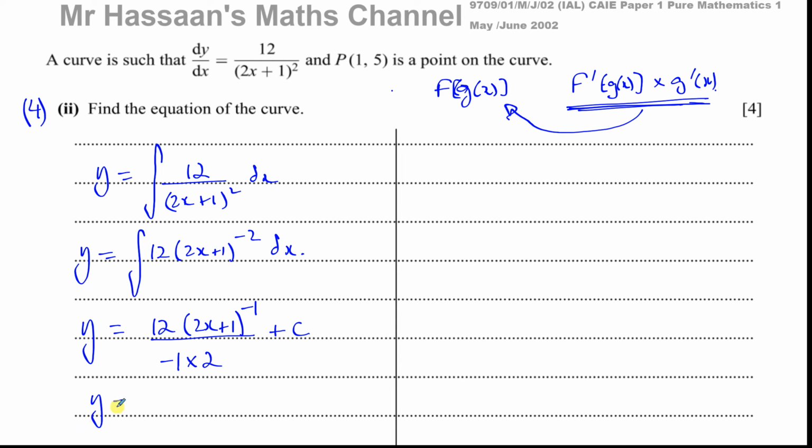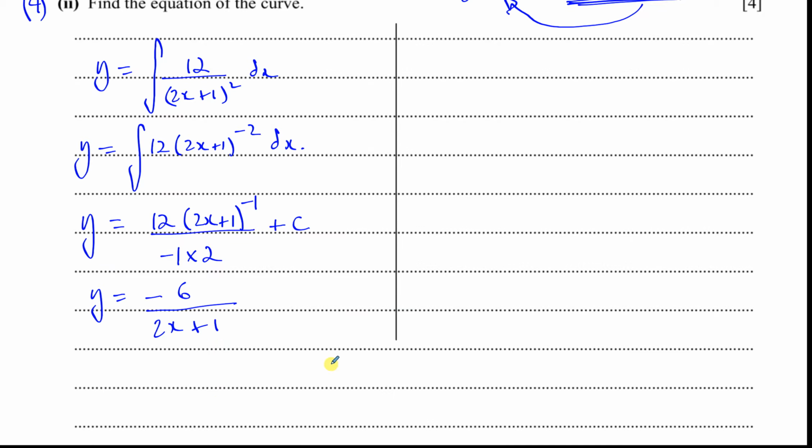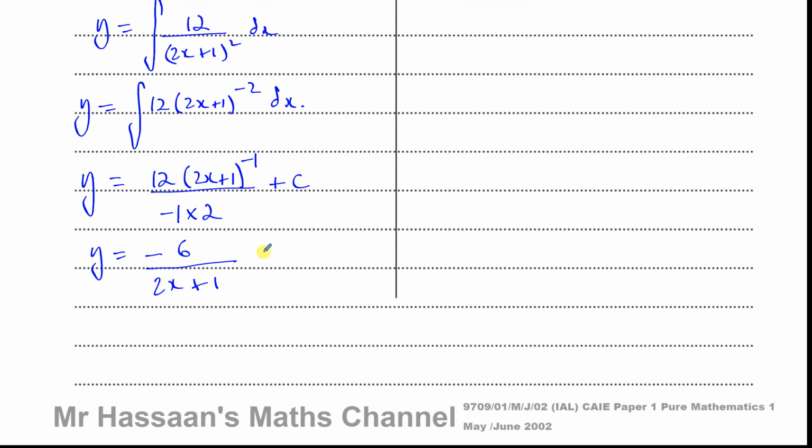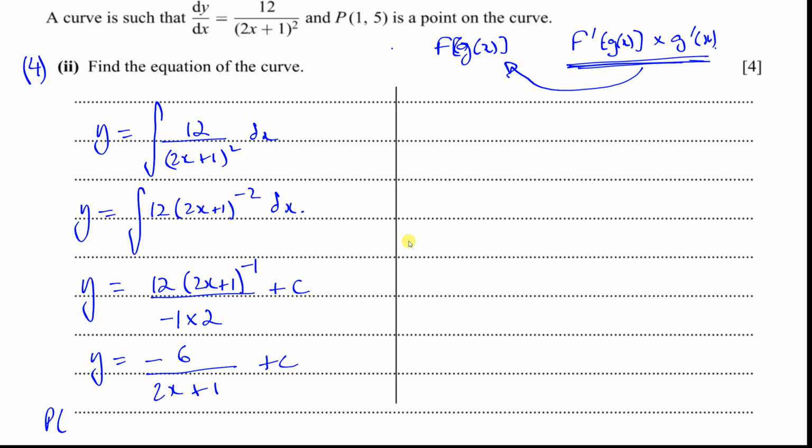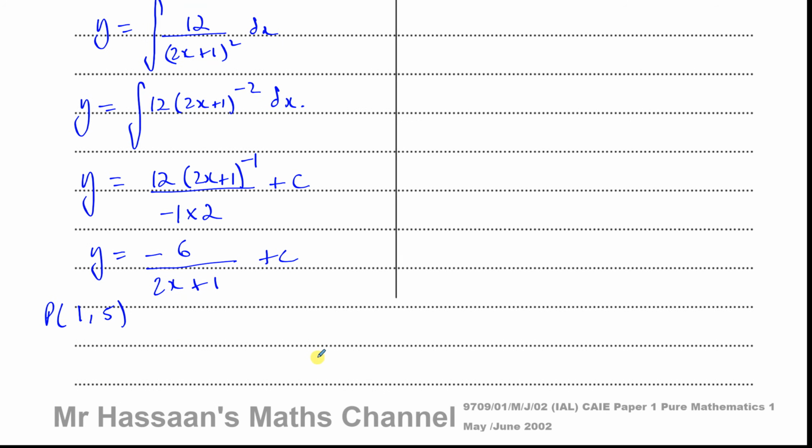So this will give us y equals, now the 12 divided by minus 2 is going to be negative 6. And I can rewrite this as (2x plus 1) to the power of minus 1, which is just 1 over (2x plus 1). And then I can put plus c. And now I can use the point P. Now the point P has coordinates (1, 5). That's a point on the curve. So I can use this point to find what c is, and I've got my equation. So when P is (1, 5), I can find what c is. Well, how?